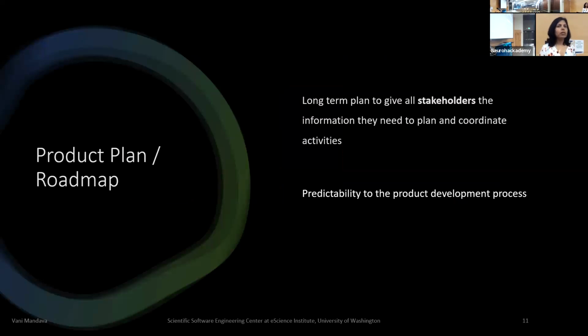One of the key ingredients of a good product development plan is a roadmap or a product plan. It's a long-term plan to give all stakeholders the information they need to plan and coordinate activities, and it brings predictability to the product development process. It's very important to think about that product plan as you embark on your software project.